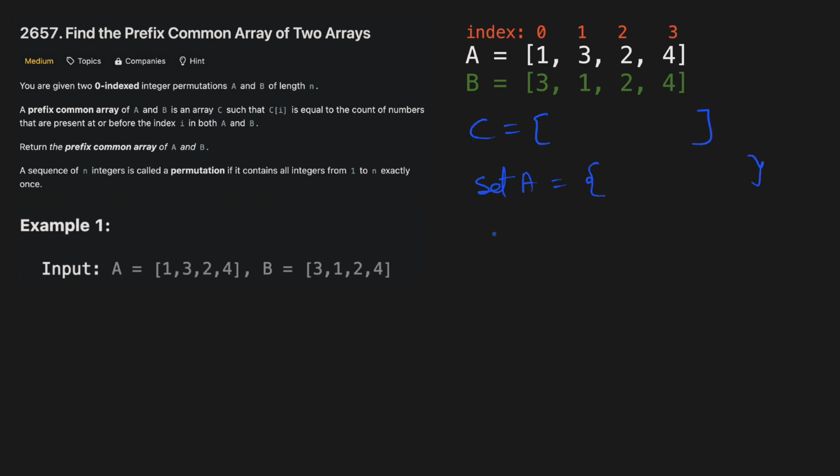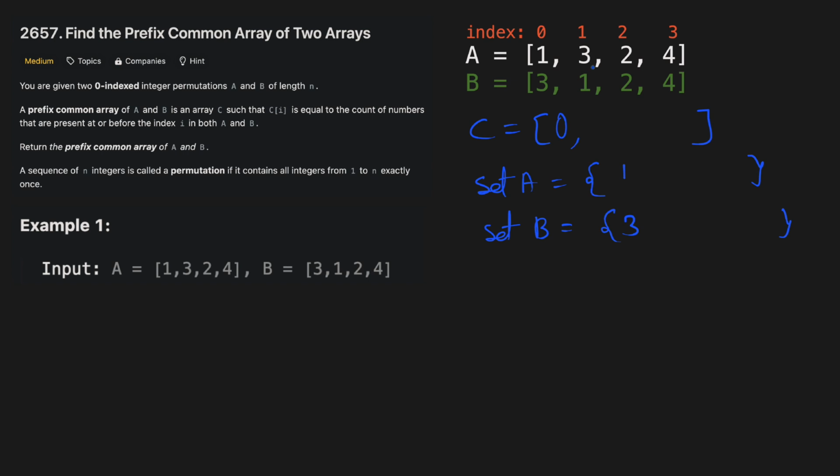Now let's see this in action. First we start with index 0. Here A has 1 and B has 3. So we will add 1 to set A and 3 to set B and find the intersection between them. And as there are no common elements between the sets, we will set the answer for the 0th index as 0.